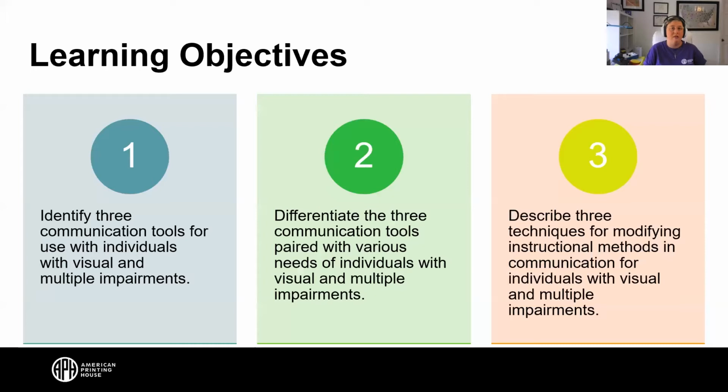So what are we going to learn? Well, our learning objectives are to help give you a taste of these three products. We're going to identify these communication tools for use with individuals with visual and multiple impairments. That doesn't mean they can't just have visual impairments, but I'm really talking about those that have a mixture. We're going to differentiate the three communication tools and pair them with various needs of the individuals with visual and multiple impairments. And then we're going to describe techniques for modifying instructional methods of communication for these individuals. So just keep that in mind. Those are your learning objectives for today.